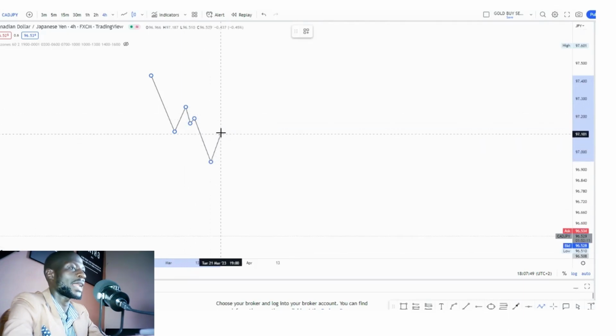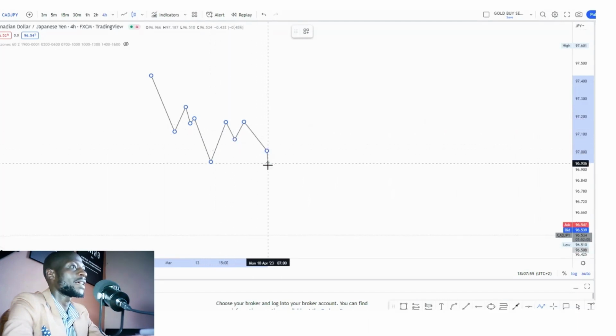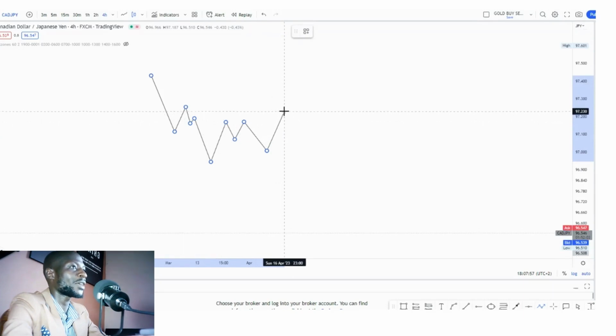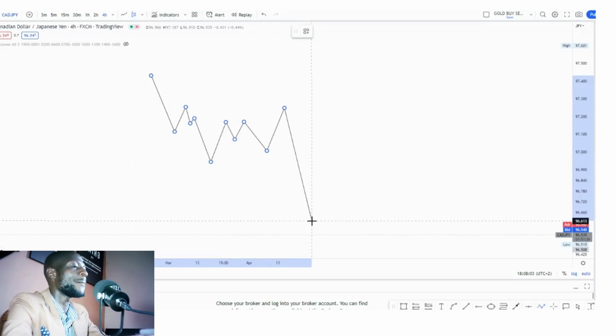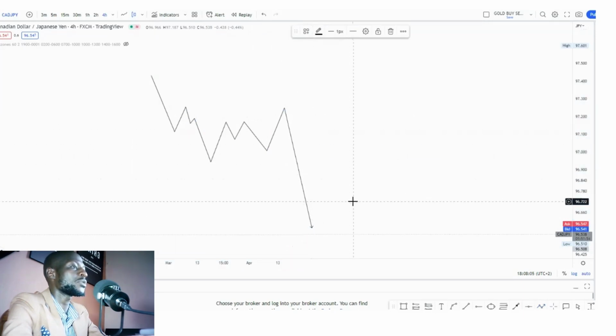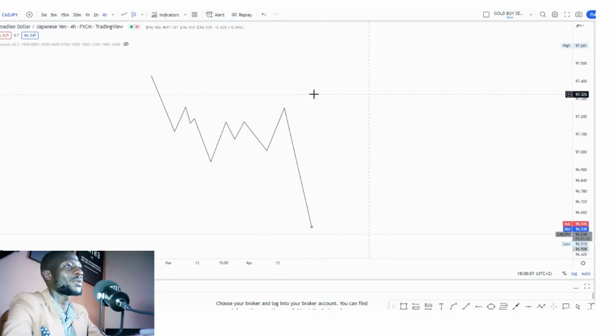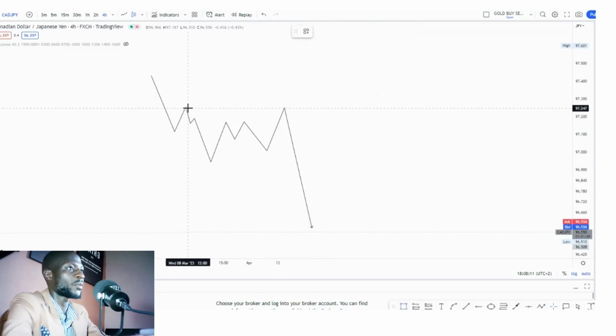After this, we had the market giving us equal highs at this level right here, and then the market dropped. The market pushed back to take out these highs into our area, and then we saw a major drop to the downside. This was absolutely great. So let me show you everything.